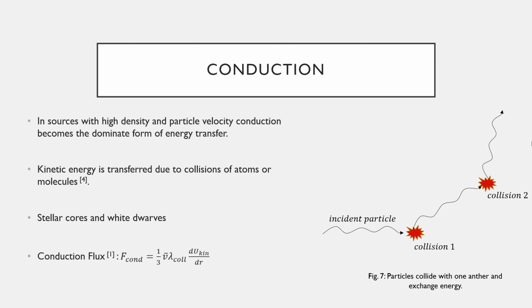The least common form of energy transport is conduction. This occurs when kinetic energy is transferred due to collisions of atoms or molecules. This is typical in high-density sources such as stellar cores and white dwarfs. We can calculate the conduction flux using the speed of the particles as well as the collision mean free path, which is represented by lambda in this equation.